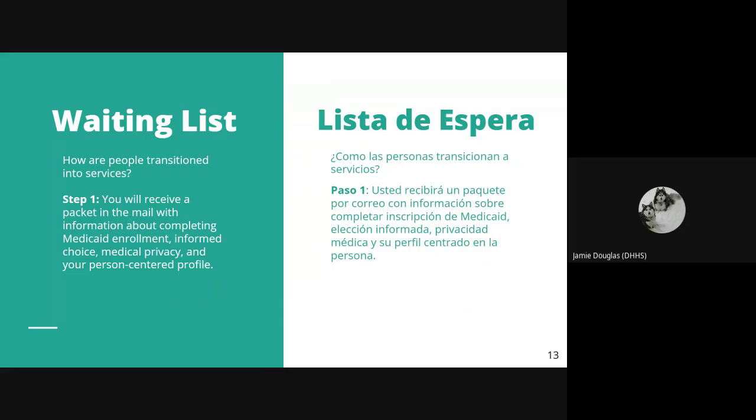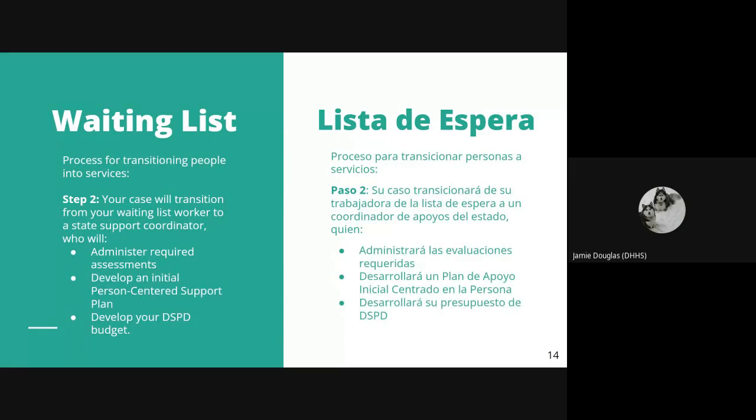So how do we transition people into services? So step one, you're going to receive a packet in the mail or email with information about completing Medicaid enrollment. There are 3 forms that you'll sign: ensuring informed choice of services through home and community-based services, the HIPAA compliance form, your person-centered profile, and I think that's it. You can also contact the DSPD waitlist transition at utah.gov with questions. The team will help you work through that process.